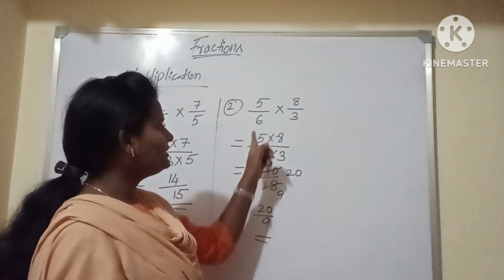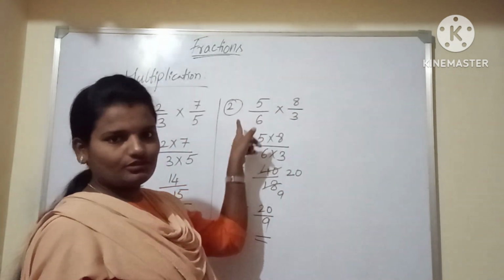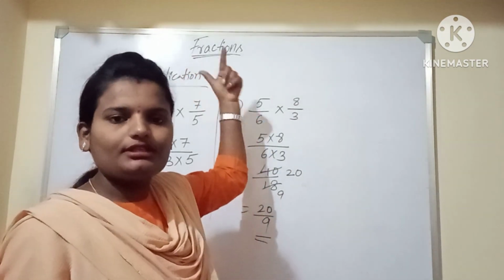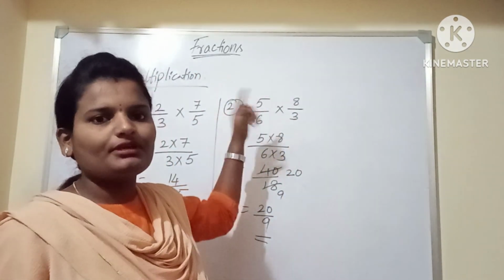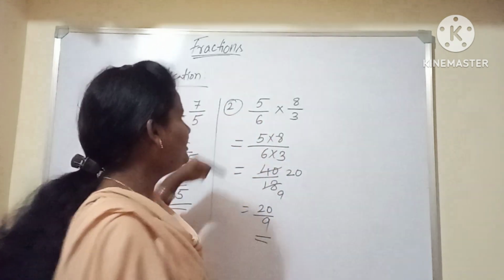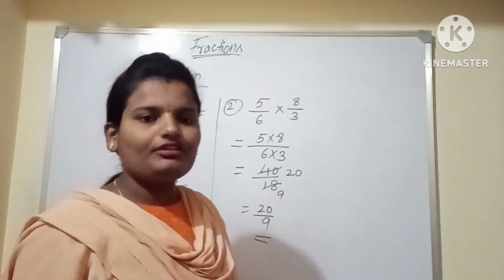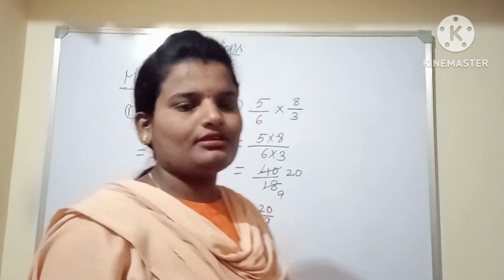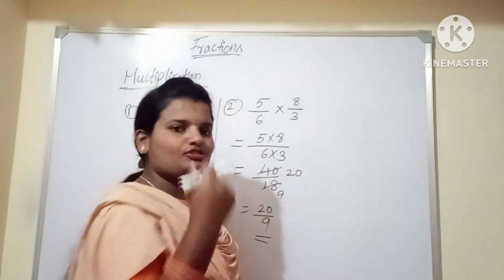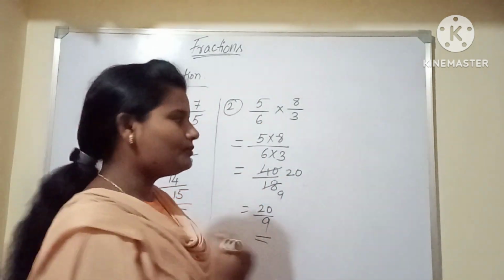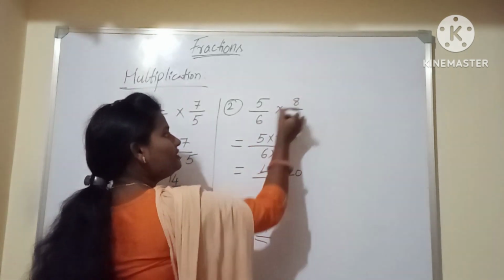Alright. Here, instead of doing this step first, we can do it here also. If you observe clearly, 6 and 8, one should be in the numerator, another should be in the denominator. Then only we can cancel. We can't cancel numerator with numerator, and we can't cancel denominator with denominator. So one should be in the numerator, another in the denominator. So here only we can cancel.